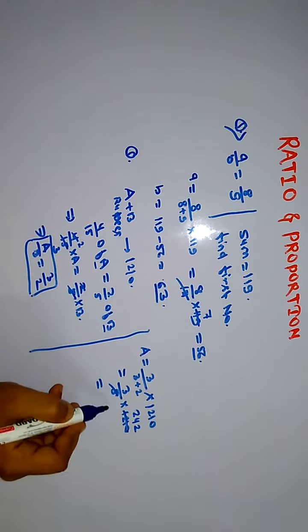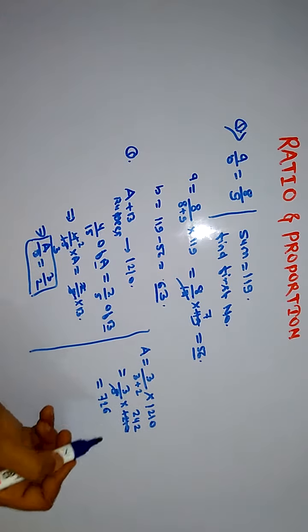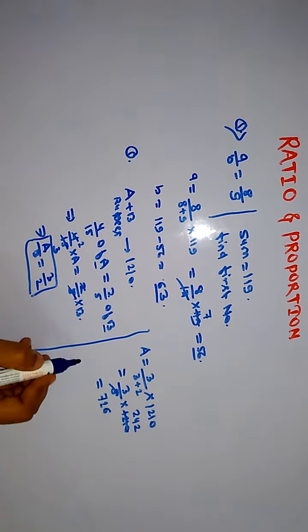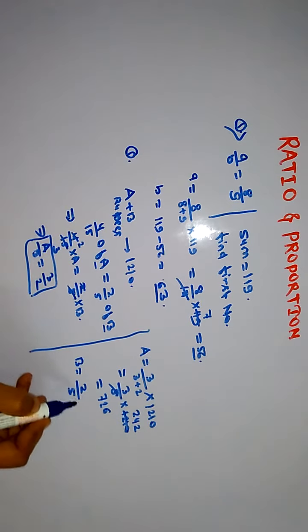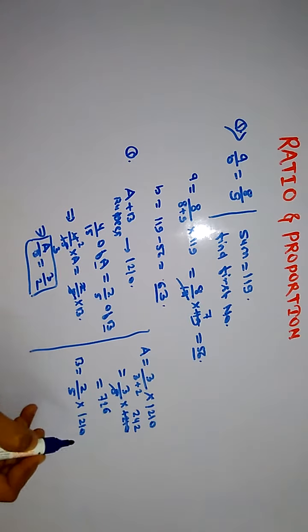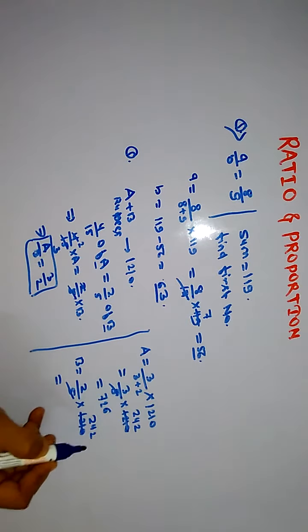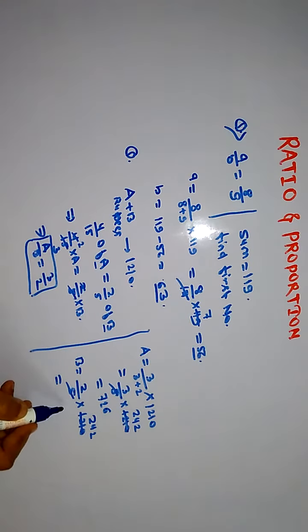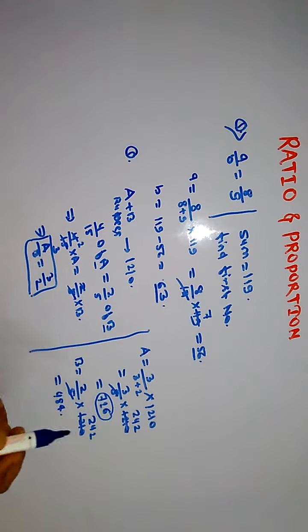And B's part we can also calculate like this: 2 upon 5 into 1210. So this will be 242, so 2 fours are 8, 484. So we have calculated A's part and B's part. This is very easy.